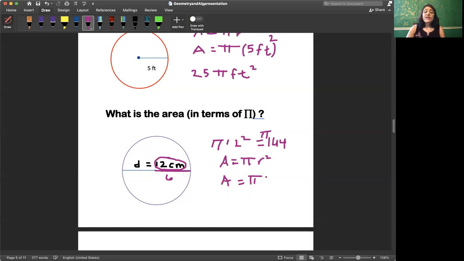So now we have, and also we didn't have units here, did we? So this is wrong for so many reasons. So now we have our 6. So we have 6 centimeters.